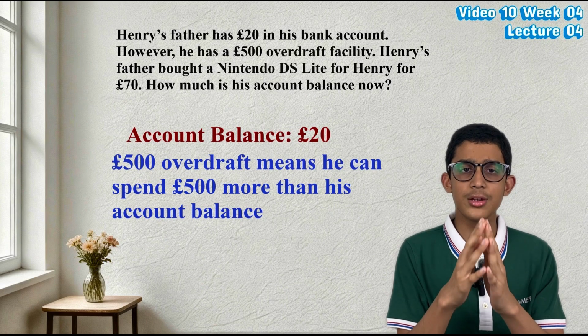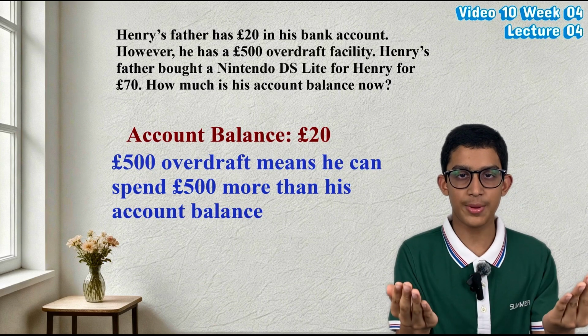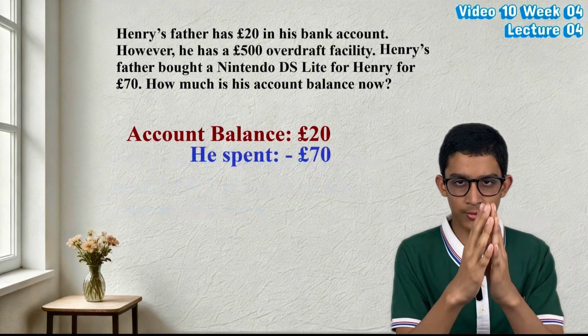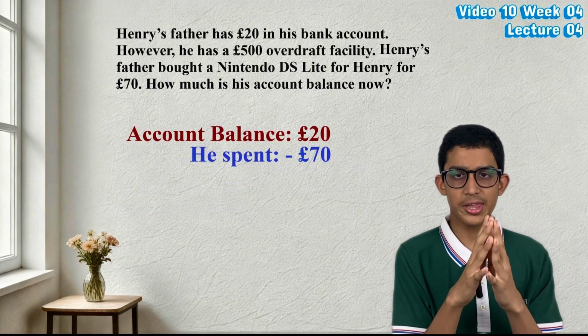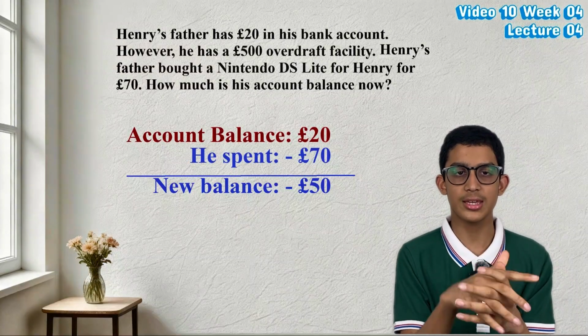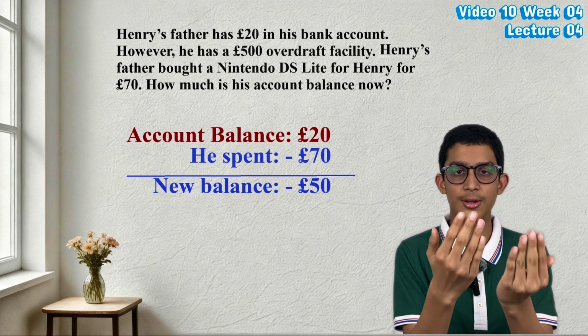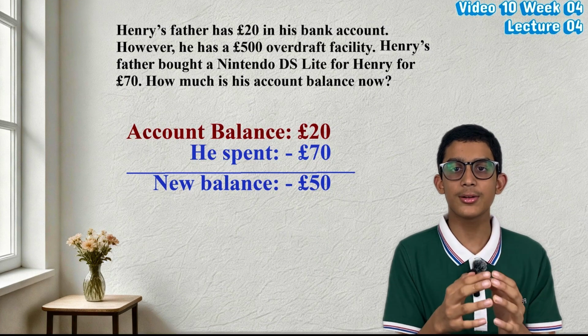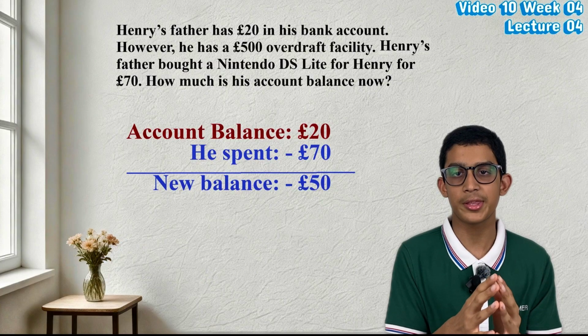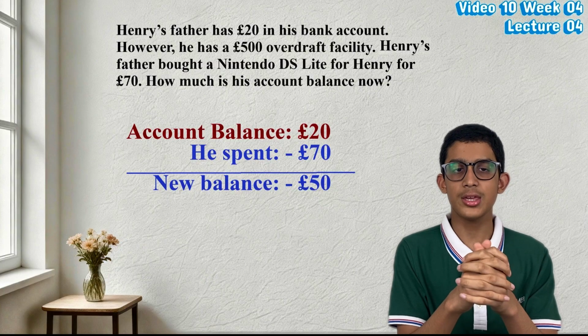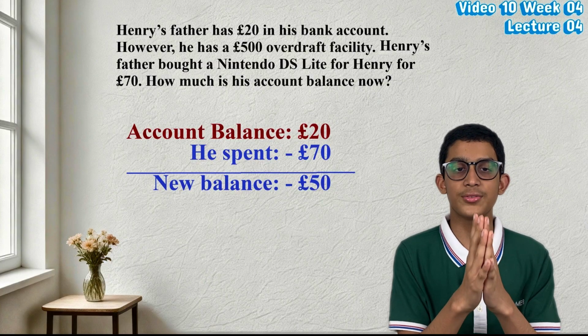Answer. Here, Henry's father has £20, but spent £70. So, he spent £50 more than he had in his account. So, the new balance will be £20 minus £70 equals negative £50. It means he is overdrawn by £50.